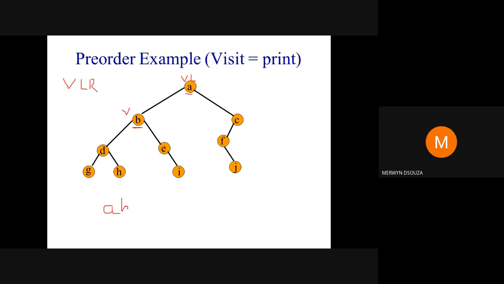So visit means put the node in the output. Try to go left. Can you go left? Yes, you can go left. So you reach here. New node, so again start from the first step. So visit, you will write it in the output. Try to go left. Can you go left? Yes, you can go left. So therefore again new node means again start from the first step. So visit.